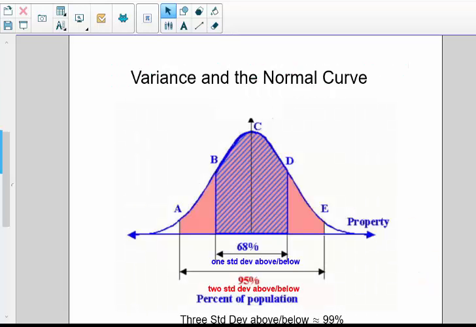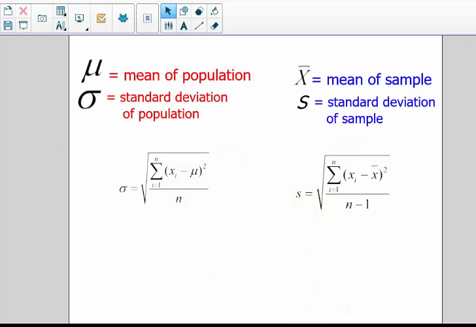We took a look at this in the last video. This is variance in the normal curve. When we have a normal distribution, we will have 68% of our data within one standard deviation, 95% of our data within two standard deviations, and 99% of our data within three standard deviations of the mean. So what is this standard deviation and variance all about?